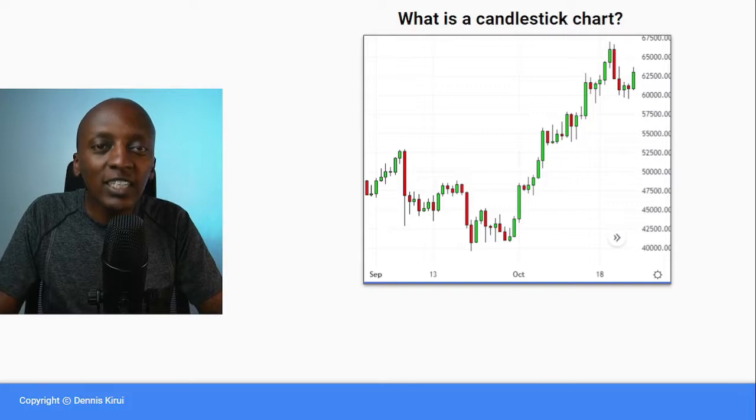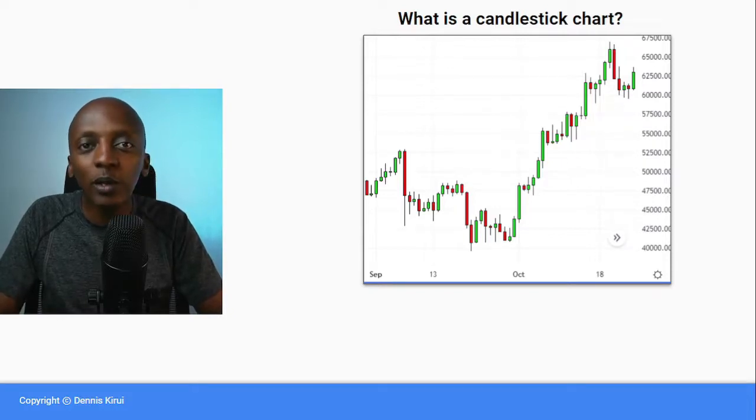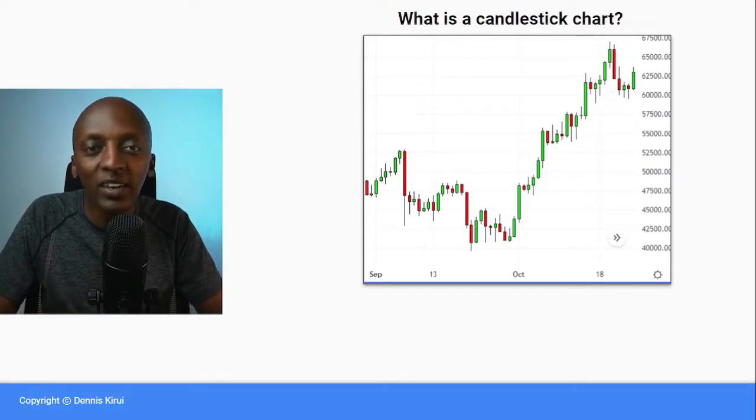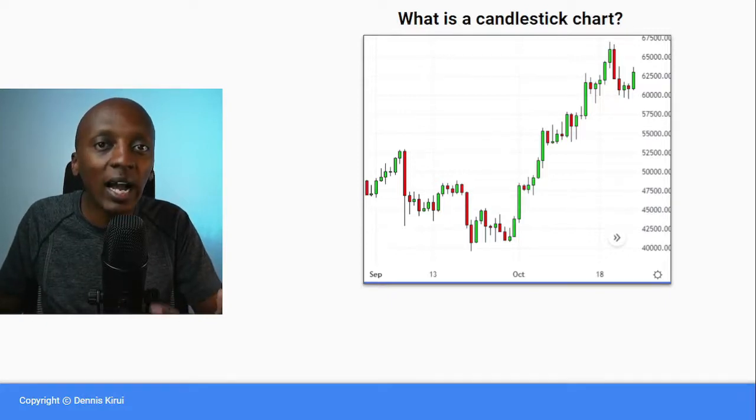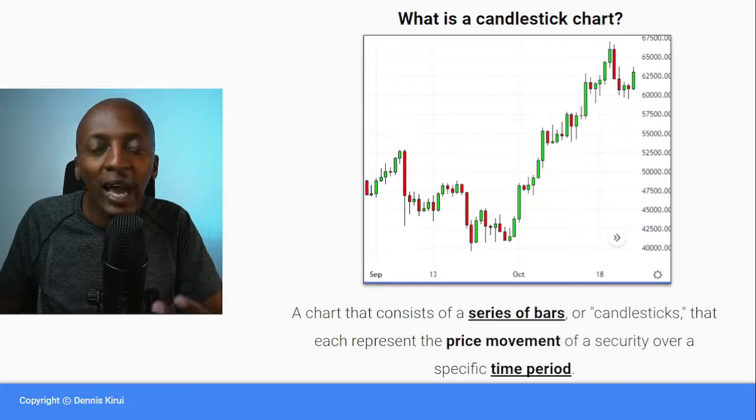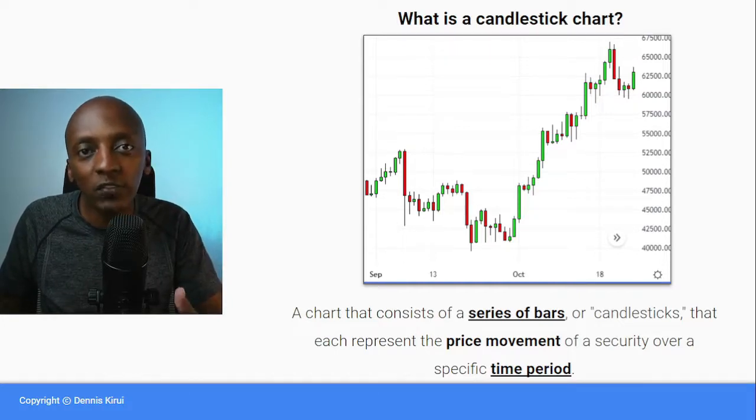When it comes to candlestick chart analysis, the first thing that you need to be able to understand is what even a candlestick chart is. On the screen is an example of a candlestick chart. By definition, a candlestick chart is a chart that consists of a series of bars or candlesticks that each represent the price movement of a security over a specific time period.